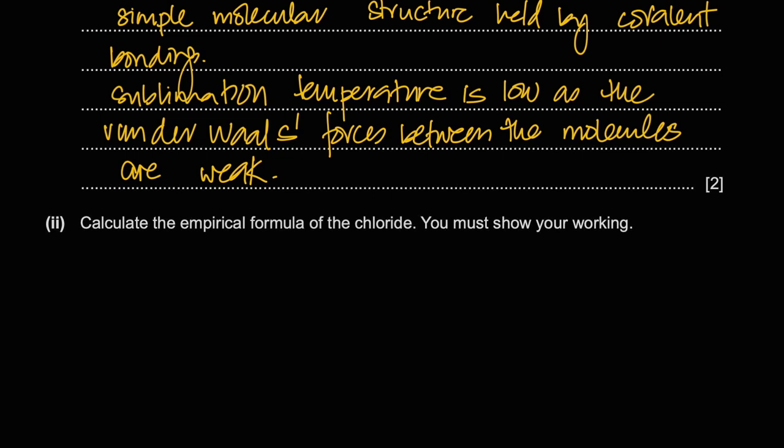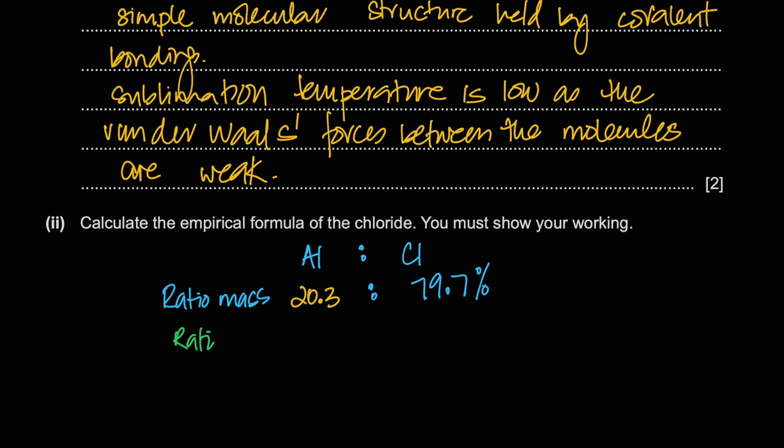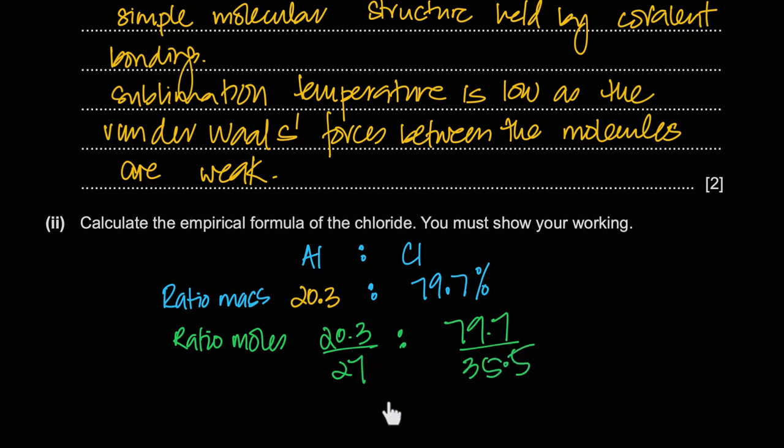Then it wants to find the empirical formula of this chloride. For that, you have to know that it's aluminum and chlorine, and you have been given the ratio of their masses. What is the ratio of masses given? They told you that it's 79.7% chlorine, which means that it is only 20.3% aluminum, because the total percentage has to be 100. Then you'll want the ratio of their amount, or moles, of atoms. Ratio by moles. So for that, all you do is divide by the Ar. I think it's 27. I'm not sure, 27.1. I forgot. And you divide and then simplify this ratio. You would get the simpler ratio as 1 to 3, which means the empirical formula is AlCl3.